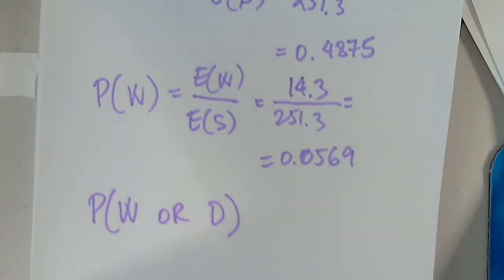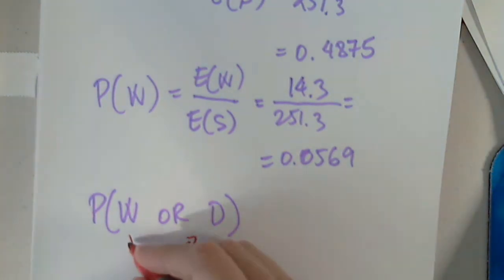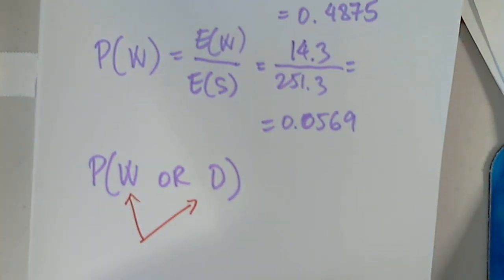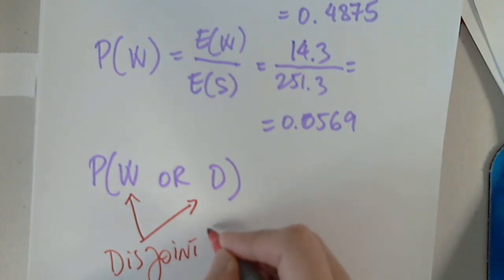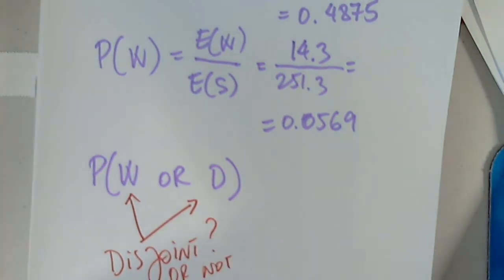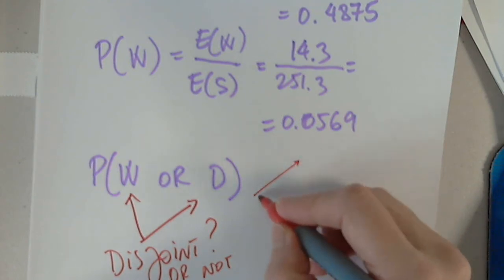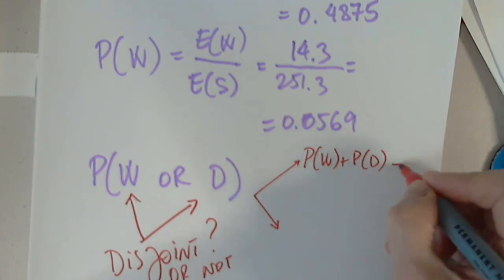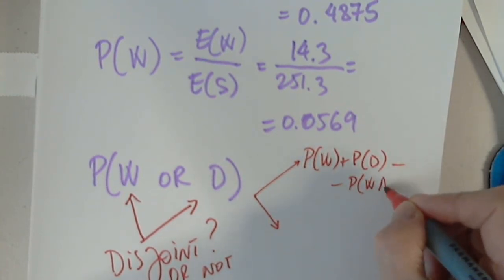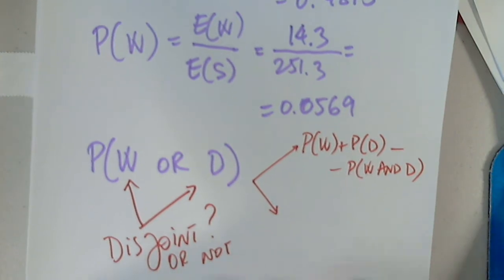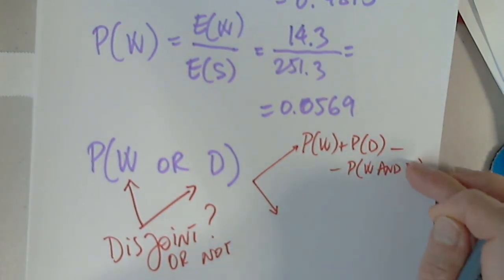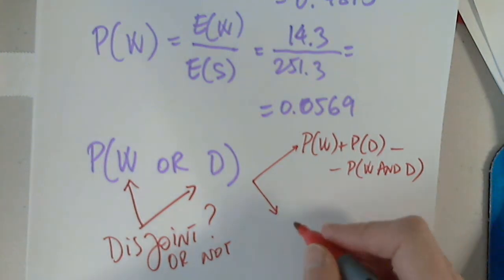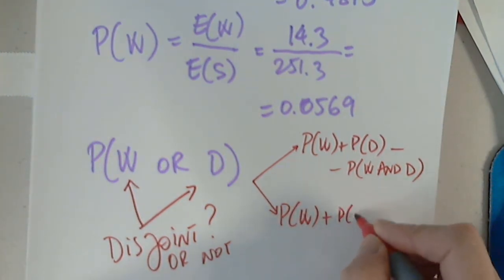We have to establish whether these two events are or are not what? Disjoint. Very good. Disjoint or not? Why? Because there are two possibilities. I can write the probability of W plus the probability of D minus the probability of W and D if they are not mutually exclusive. But if they are disjoint or mutually exclusive, I'm only going to do this.